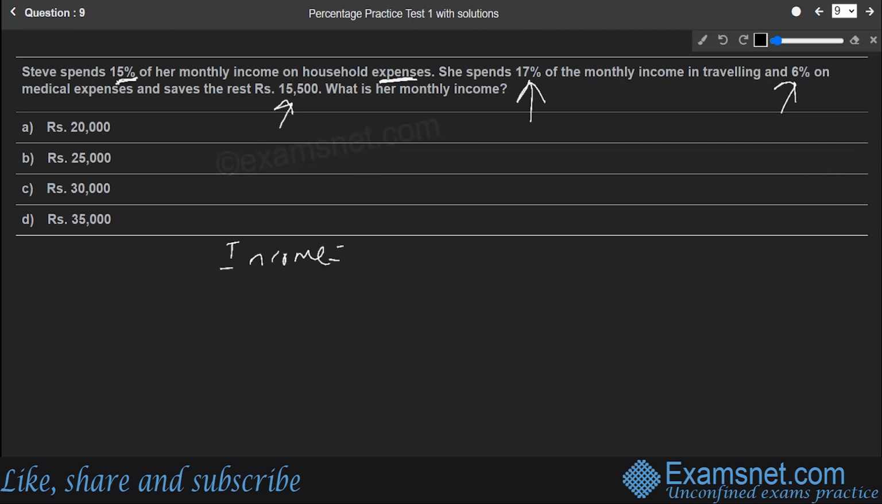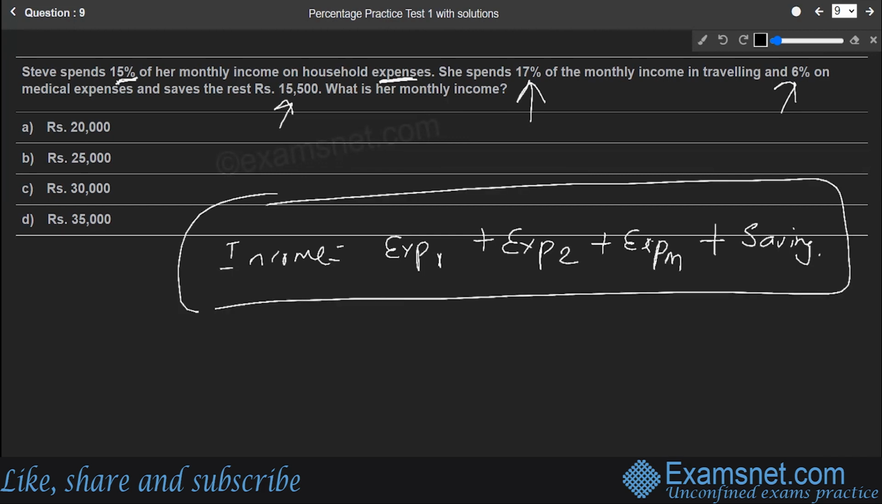He is doing some saving and some expenditure, so the total income should be expenditure number 1, that was on household expenditure, plus expenditure number 2, that was on traveling, plus expenditure number 3, that was on medical expenses, plus the saving part. This is how the income can be distributed totally: expenditure 1, 2, 3, as many as there are, plus the saving will be equal to the total income that we have. So we're going to use this. Okay, so let us do it.